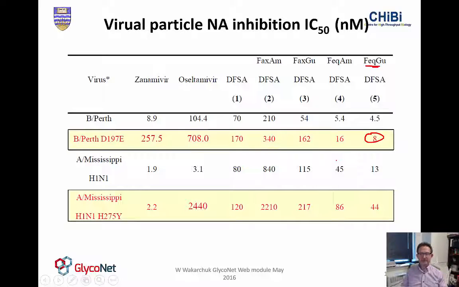Similarly, if we look at a classically resistant strain, this H275Y mutation in H1N1, which confers pretty much complete resistance to Tamiflu, we've got pretty good inhibition still from that equatorially substituted compound, the equatorial fluorine with the 4-guanidino substituent.